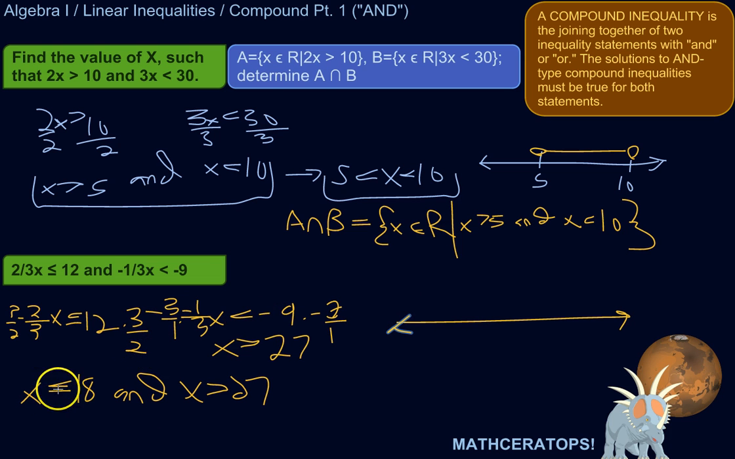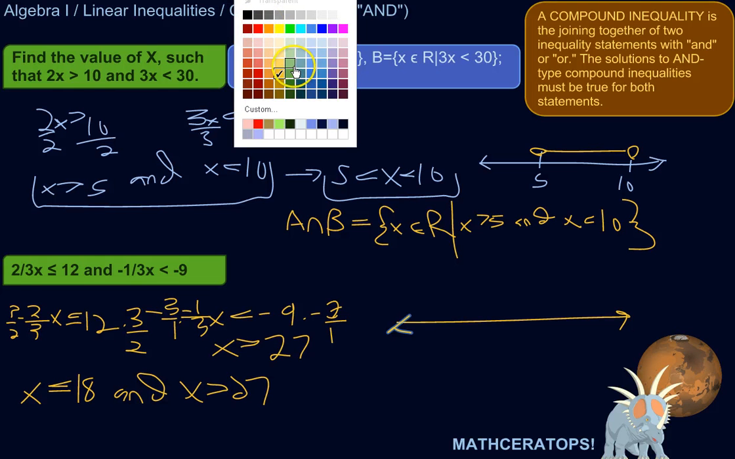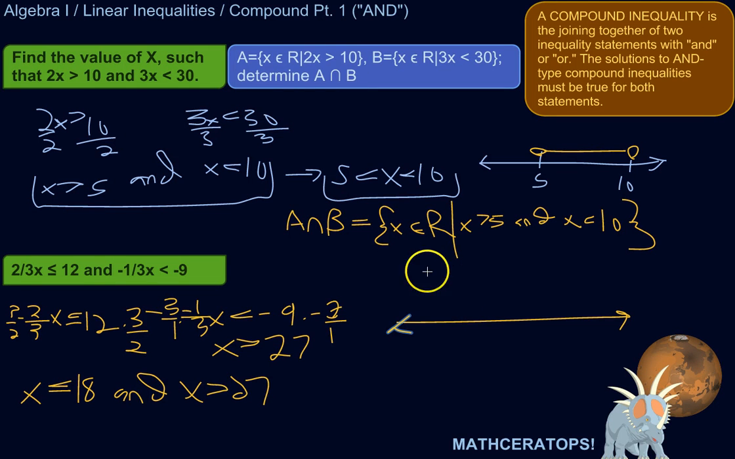So x is less than or equal to 18. Interesting. This doesn't have a solution. Sorry about that. Oh, maybe I did that on purpose to show you, just in case this sort of thing happens. I don't know. This was a while ago. So I've got 18 down here, and I've got 27 up here.